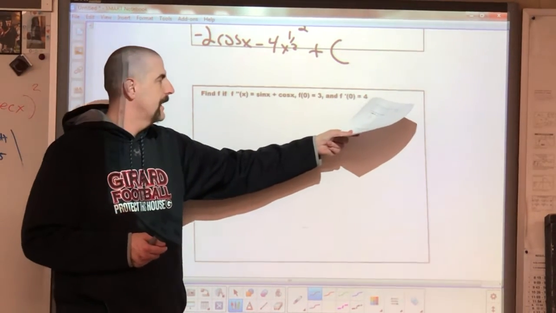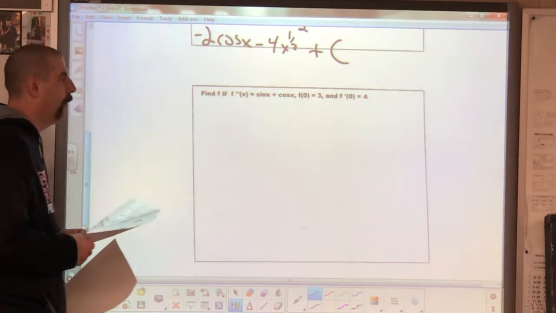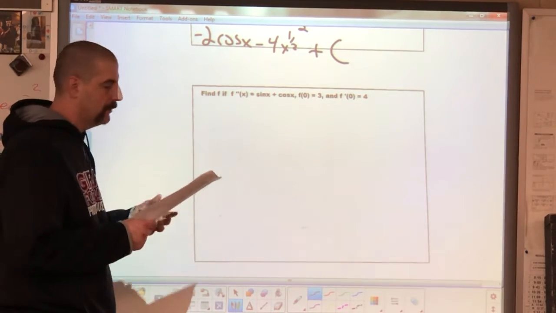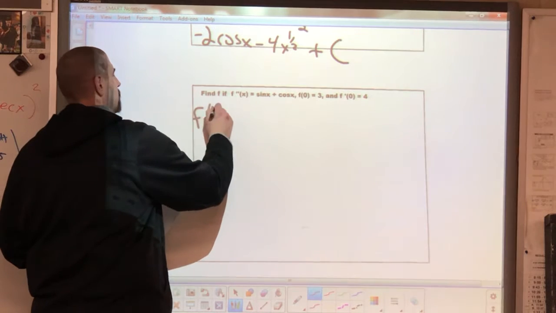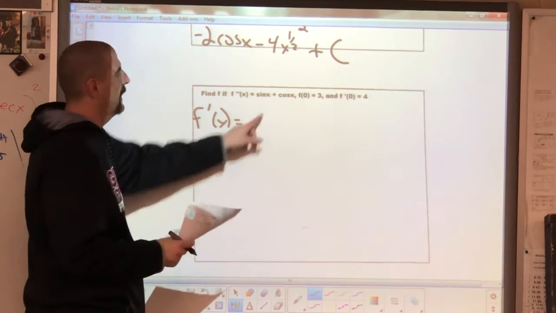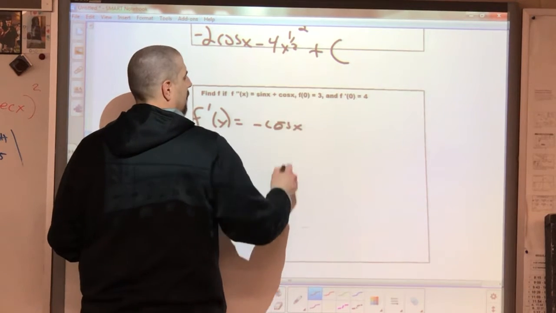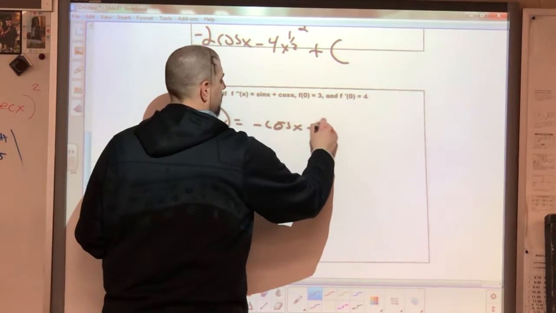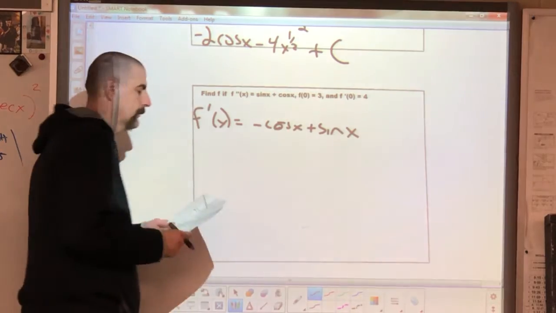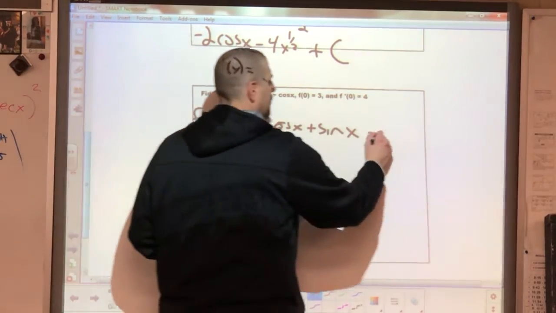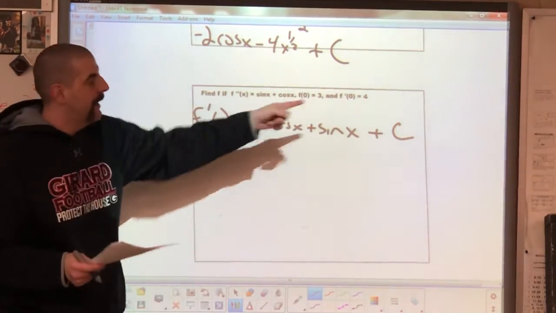All right, so this says find f if f double prime is that, f of 0 is 3, f prime of 0 is 4. So again, this one's a little difficult. First thing you want to do is find f prime. We're going to take the antiderivatives of sine and cosine. The antiderivative of sine is negative cosine, and cosine's antiderivative is sine. Okay? And plus c. So we need to find c.